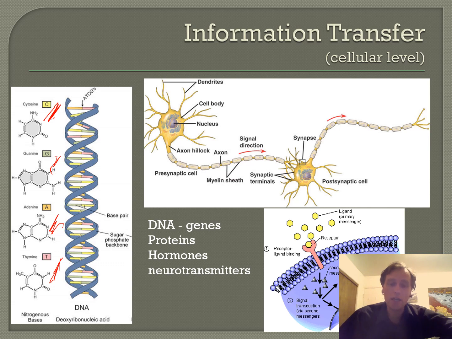DNA carries genes. Next, again here, at the cellular level, information can be transferred from this nucleus all the way down the length of this structure. It's called an axon, until it gets to the next cell. Now let's go back to this idea of information transfer, DNA.